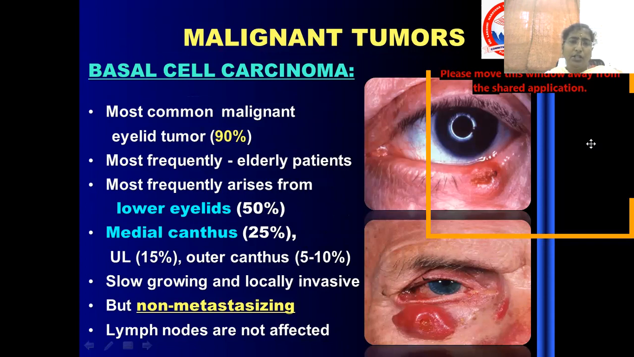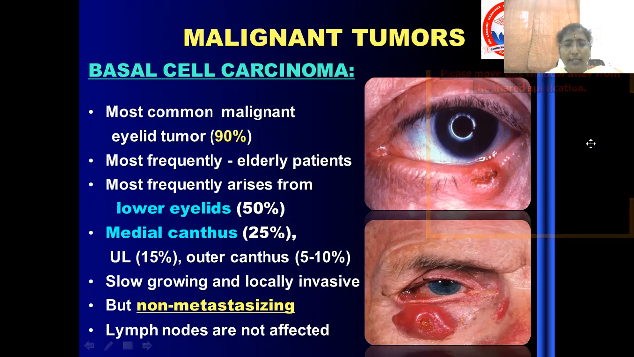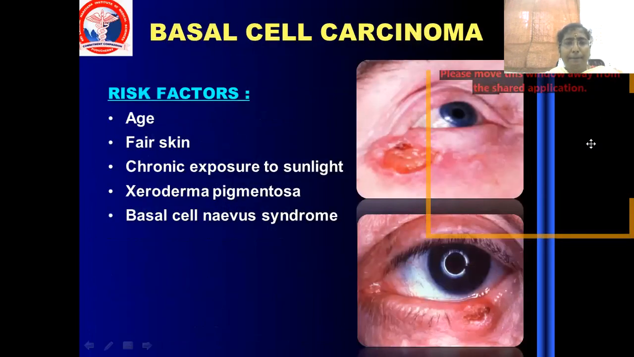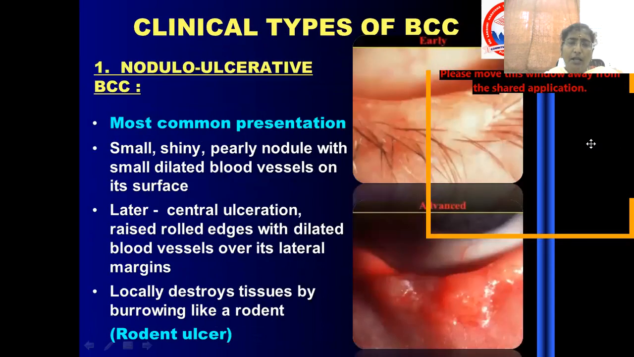Most frequently, elderly patients are affected. 50% arises from the lower lids, then 25% from the medial canthus, upper lid 15%, and outer canthus 5 to 10%. It is slow growing and locally invasive, but not metastasizing, and lymph nodes are usually not affected. Basal cell carcinoma risk factors include age, fair skin, chronic exposure to sunlight, xeroderma pigmentosum, and basal cell nevus syndrome.